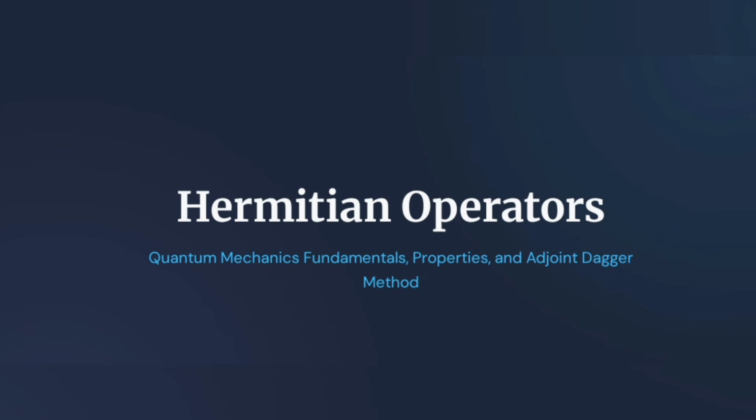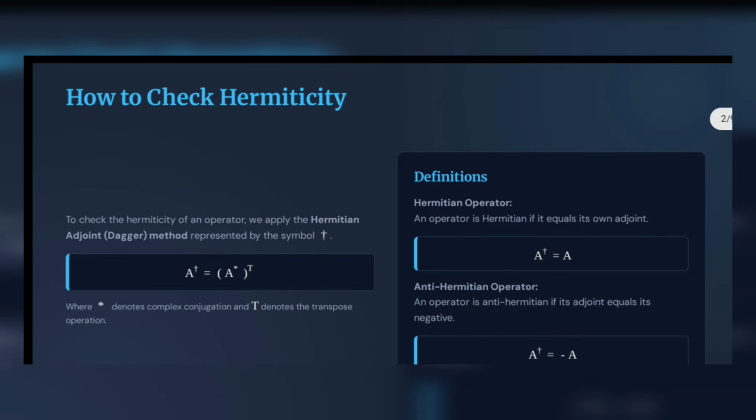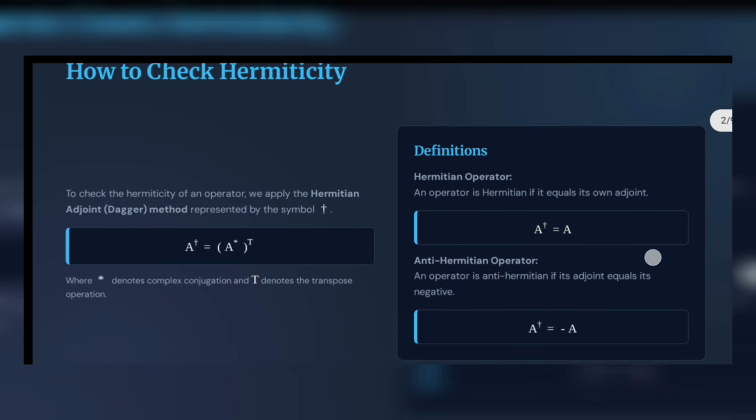To check the Hermiticity of any operator, we use the Hermitian adjoint or dagger method, represented by the dagger symbol. Mathematically, it combines complex conjugation and transposition. Based on this, we define two key terms. One is Hermitian operator, another is anti-Hermitian operator.